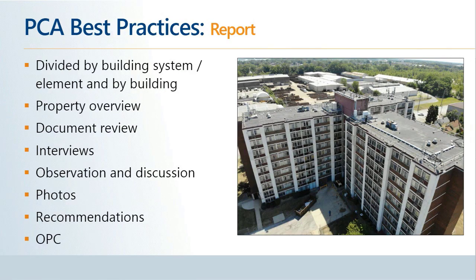The report structure for a PCA, as Ken had mentioned before, is basically divided by building systems, by element, and by building, as applicable. It will provide an overview of the property description, including the systems reviewed, with the summary of the documents that are reviewed, and the summary of interviews with the pertinent individuals made available by the seller to discuss previous and current asset conditions. Observations and discussions are typically combined as the level of the review does not justify more in-depth discussion. And recommendations are always included.